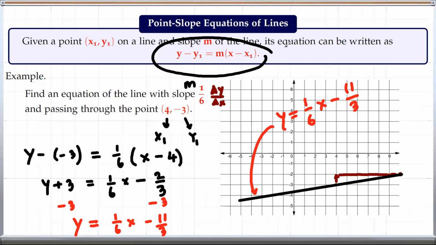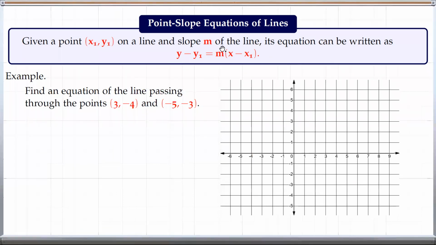Now let's look at the next example. In this case, we are given two points. Let's quickly plot them and see how the graph looks before we find the equation. (3, -4) is right here. And the other point is (-5, -3), which is right here. So it will be a straight line going through those two points. It should look like that. Now let's try to find the equation of this line.